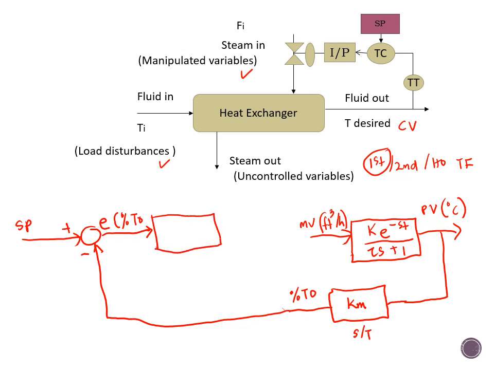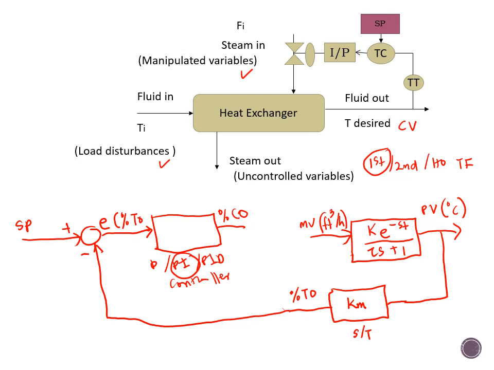Alright, so the input to the controller, and the output of the controller will be in %CO. Okay, that is the unit of the controller output. The transfer function for the controller can be proportional, integral, and also PID type of controller. For example, we use a PI controller for temperature control of the heat exchanger.